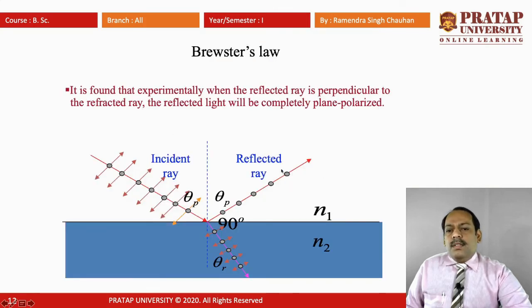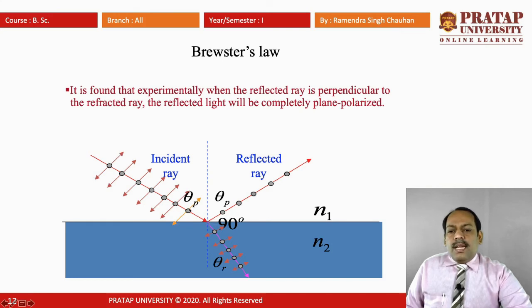Now this is shown here in Brewster's law. It is found experimentally that when the reflected ray is perpendicular to the refracted ray, the reflected light will be completely plane polarized. So here this is the incident light, these green dots are showing the vibrations perpendicular to the plane and these arrows are showing the vibrations parallel to the plane. So we can see that this direction is parallel and the other one is perpendicular to the screen.